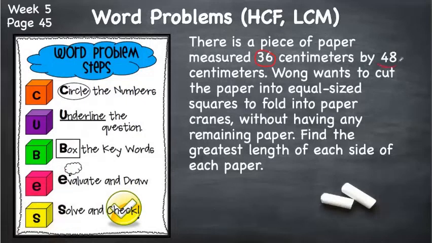36 and 48. Now underline the question. What we have to do is find the greatest length of each side of paper. When it says find the greatest length, it means we have to find the HCF, or the highest common factor, right? Okay. Let's continue to the next slide.